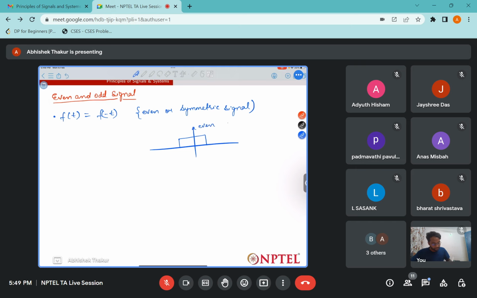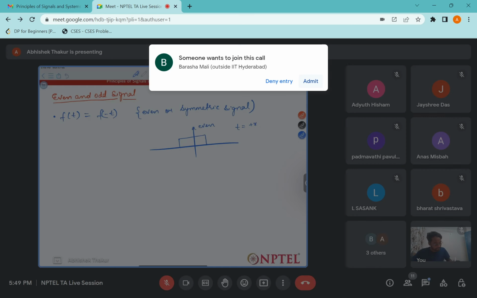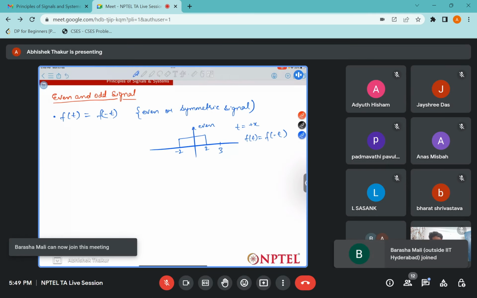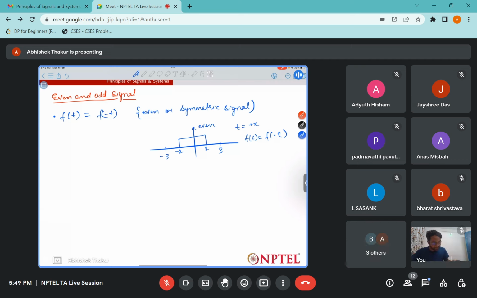Why? Because for t is, let's suppose some positive x, f(t) is equal to f(-t). Let's suppose t is equal to 2. Then you see at t equal to 2 and -2, f(t) is equal. When you take t equal to 3, then at t equal to 3 and -3, f(t) is equal. So these kind of signals are even signals and symmetric signals. When f(t) is equal to minus of f(-t), this is known as odd signal or anti-symmetric signal.